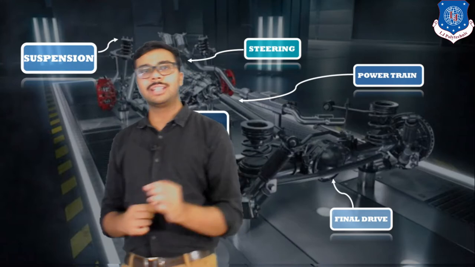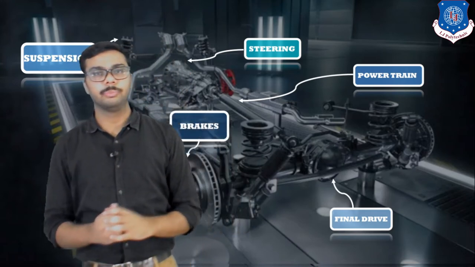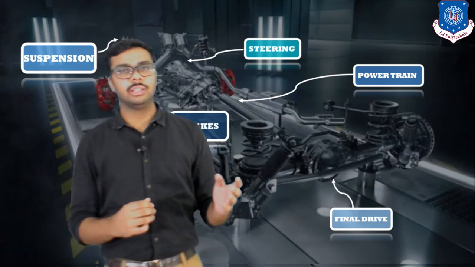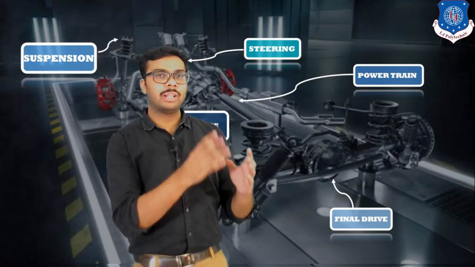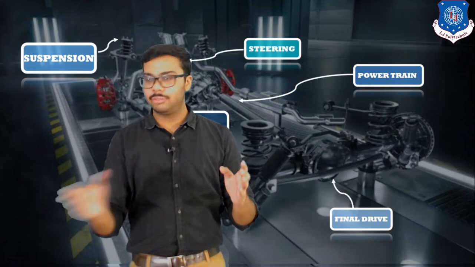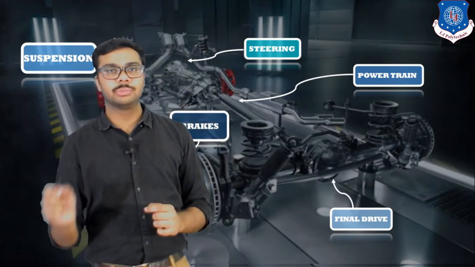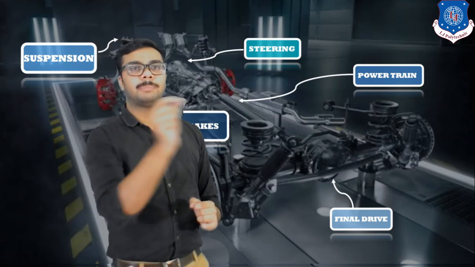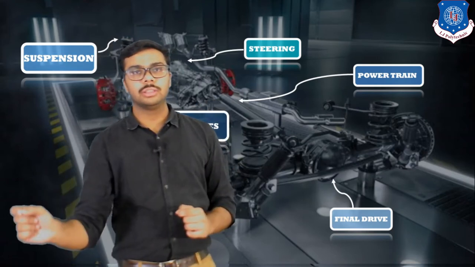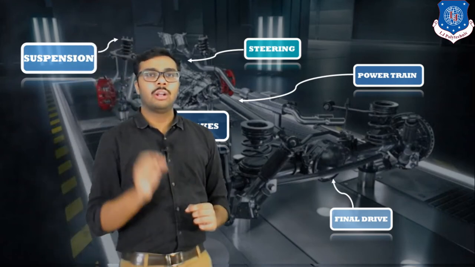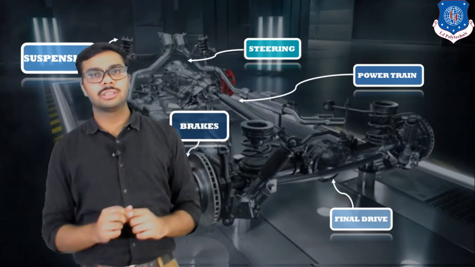Let us first understand what a transmission system is. We all know the engine is the main source of power in any vehicle, but the power developed by the engine needs to be delivered to the wheels. So the system or set of mechanisms that delivers the power developed by the engine to the wheels is called the transmission system. We will now understand what the components of a transmission system are.